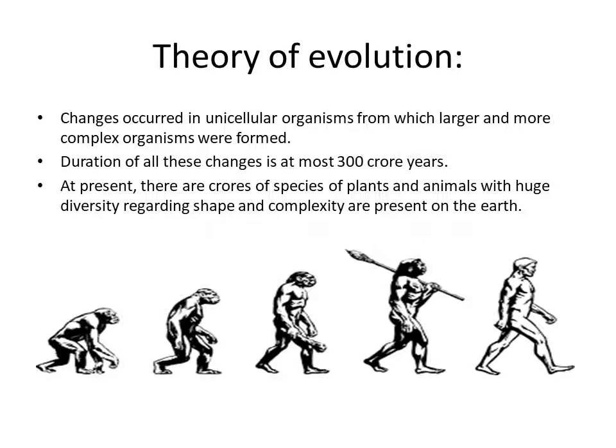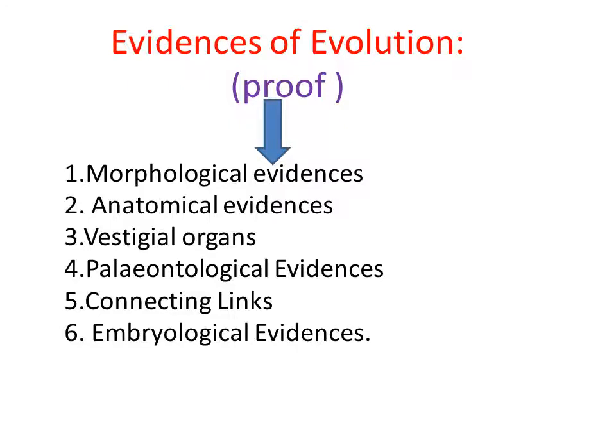So in the last lecture, we have learnt about the evolution process. It is the change or the development which occurs in unicellular organisms from which larger and more complex organisms were formed. The duration of all these changes is at most 300 crore years. Now at present there are crores of species of plants and animals with huge diversity regarding shape and complexity present on earth. So this is an example of evolution of human or man.